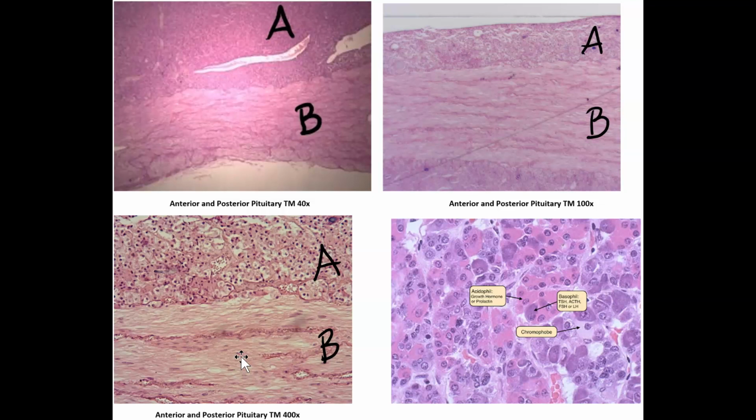And remember, the posterior pituitary secretes ADH and oxytocin. It doesn't manufacture them or synthesize them. Those are made in the hypothalamus.